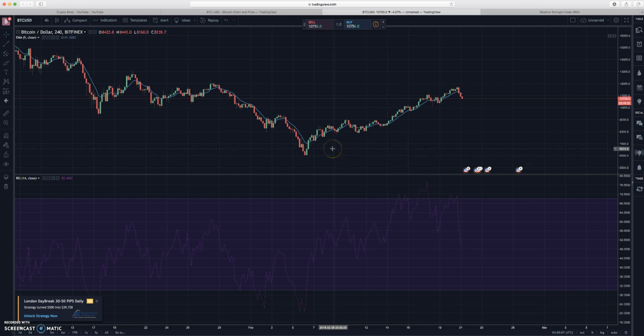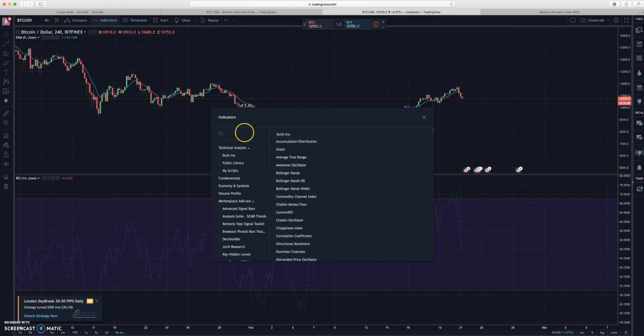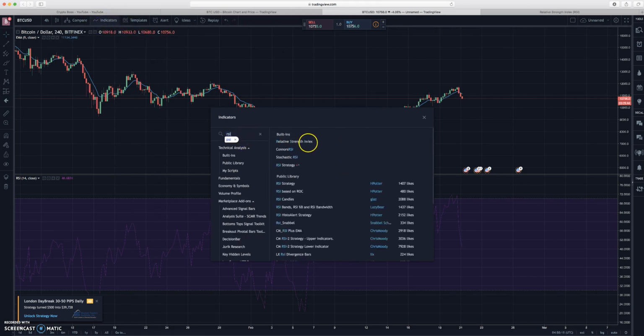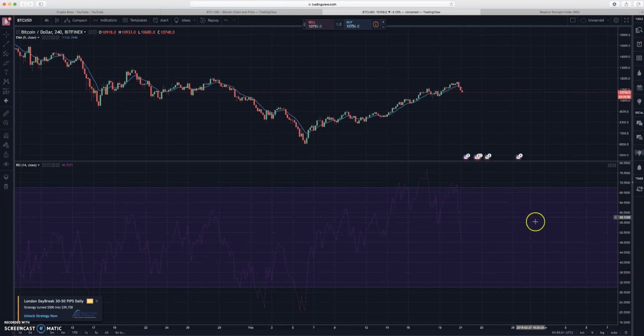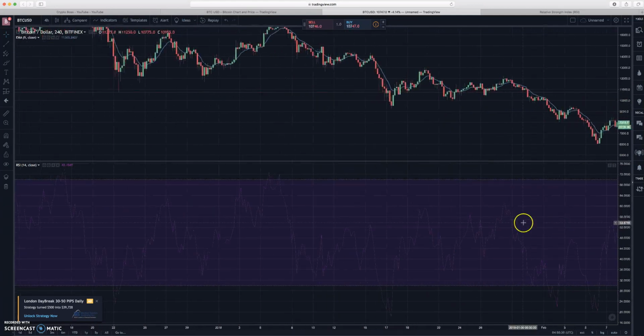So basically, this is our RSI. If you want to know how to get to it, you just click indicators up here, click RSI, and then click on Relative Strength Index and it will populate in the bottom half of your screen here. If you can see that, it ranges from 0 to 100. Now, I know it doesn't show 100 and doesn't show 0. It's because it moves with the chart.